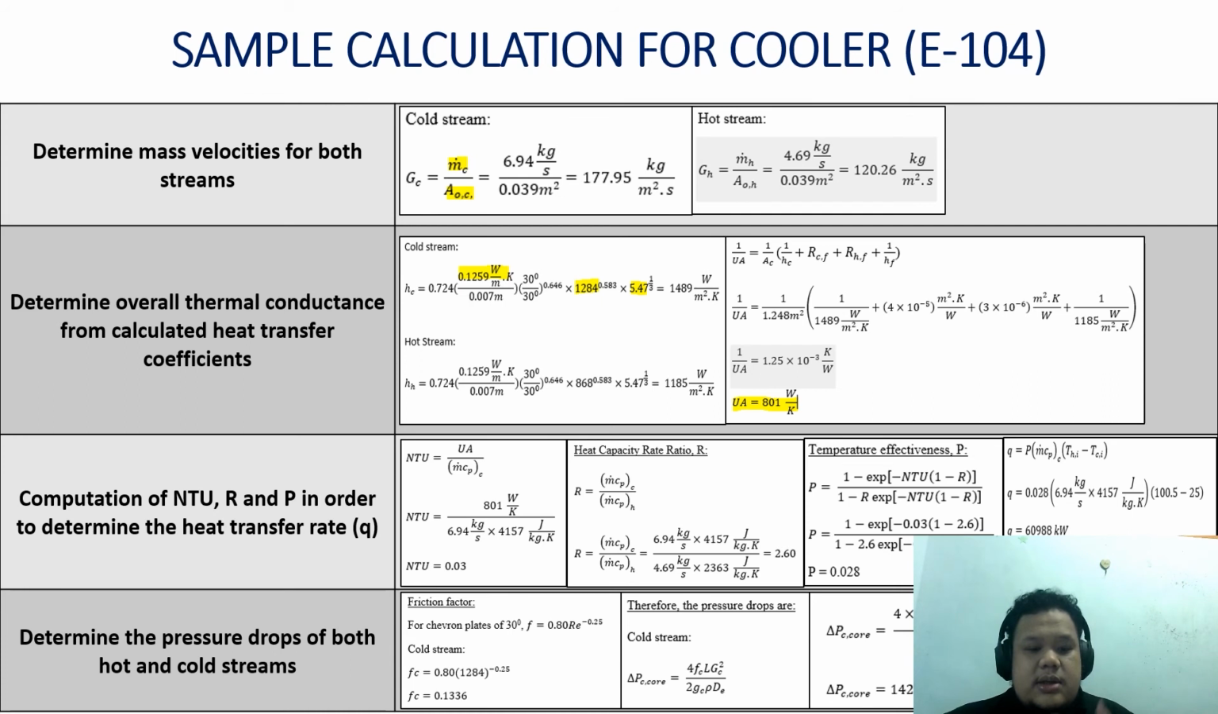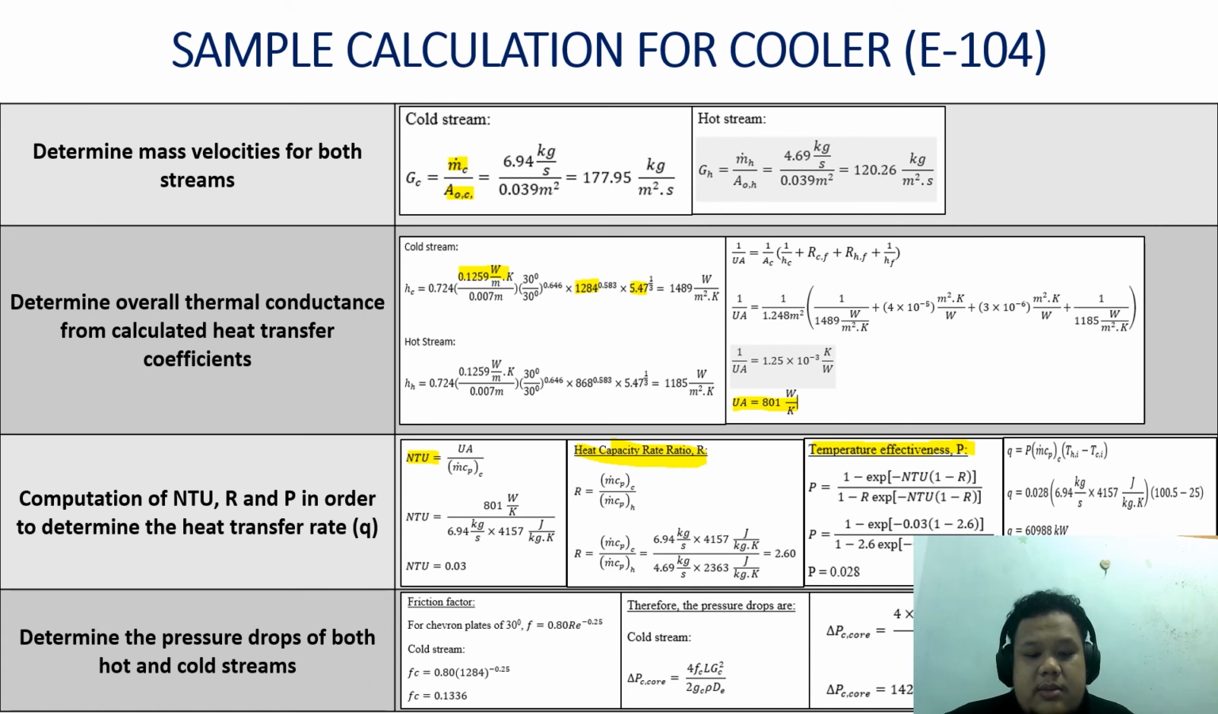And next, the objective is to determine the heat transfer rate. Before we can do that, we will need to compute the value of NTU, the heat capacity rate ratio R, and the temperature effectiveness, and then we will be able to obtain the heat transfer rate. And last but not least, for pressure drop, first we need to calculate the friction factor.